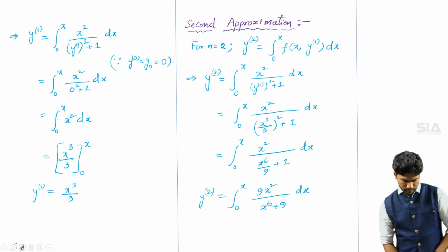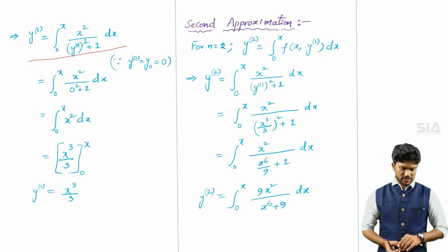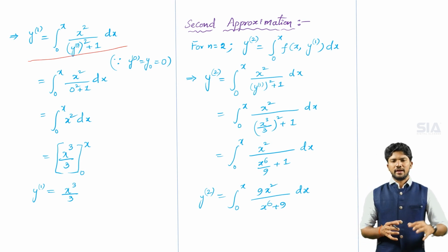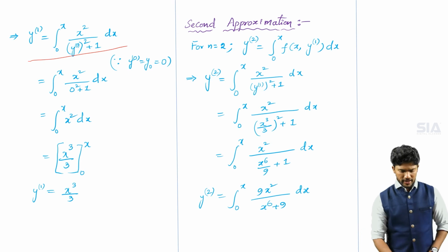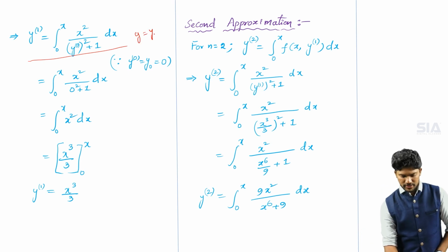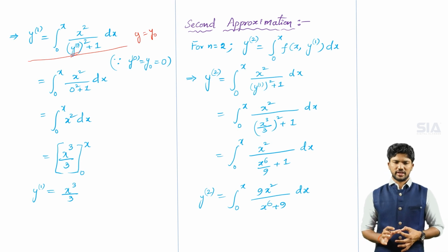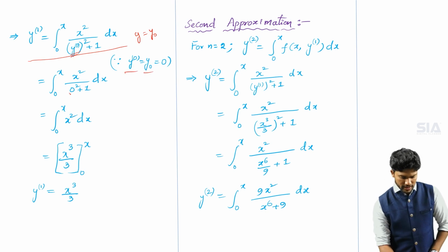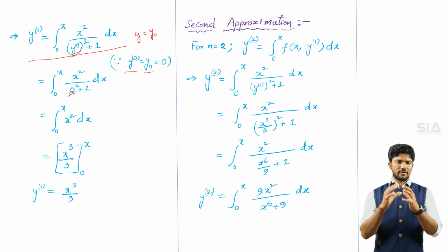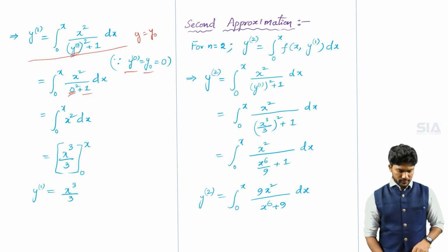So now the first approximation of y is equal to integration 0 to x of x square by y square plus 1. That is the function. Wherever you have y, just replace it with y suffix 0. So y power 0 whole square plus 1. Since y power 0 is equal to y naught, which is equal to 0, we get x square by 0 plus 1 dx. So therefore x square dx.